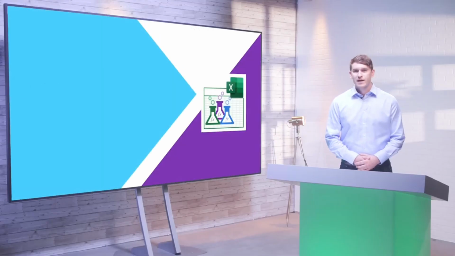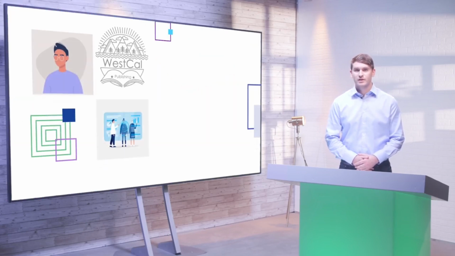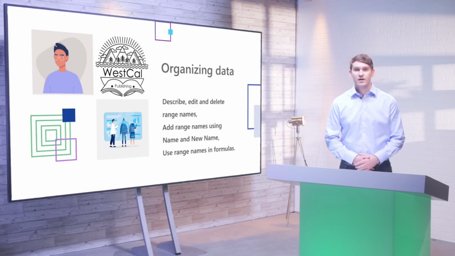A key benefit to adding range names to your workbook is to ensure the formulas and calculations are easier to read and understand, especially if you are sending a workbook to a client or colleague. Thomas from West Cal Publishing needs to be able to work with large amounts of data, formulas and functions within a single document. While cell references can be used to identify where formulas are getting information to calculate data, it is not always obvious, especially to others who may be encountering the document for the first time.